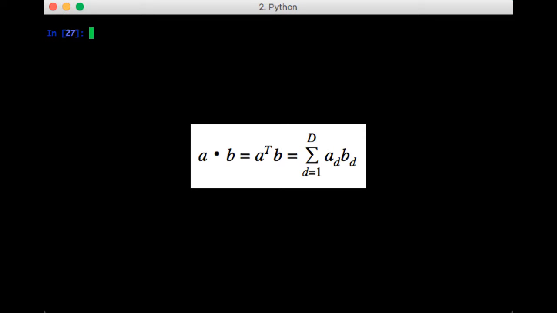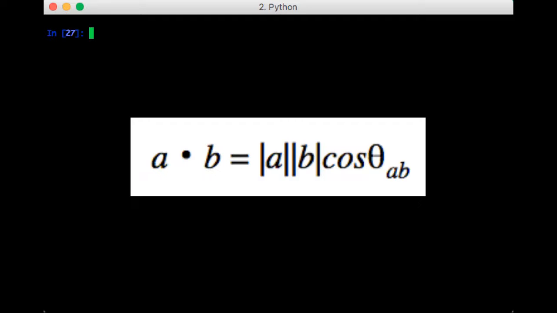The first is the summation of the element-wise multiplication of the two vectors. Here I'm using D to index each component. Notice that the convention A transpose B implies that the vectors are by default column vectors, so the result is a 1 by 1, which is a scalar.